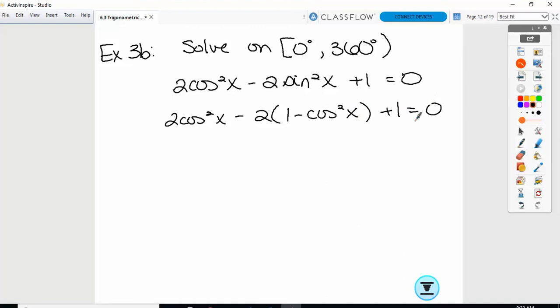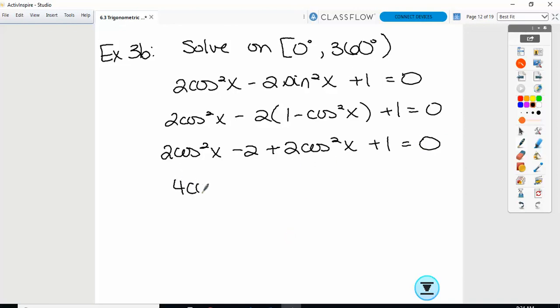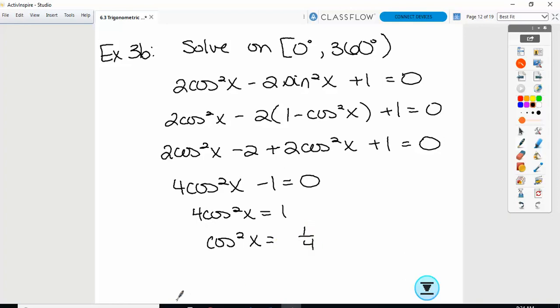So that means we can replace the sine squared x with 1 minus cosine squared x. Negative 2 cosine squared x minus 2 plus 2 cosine squared x plus 1 equals 0. Add like terms. Add over the 1, divide by 4.